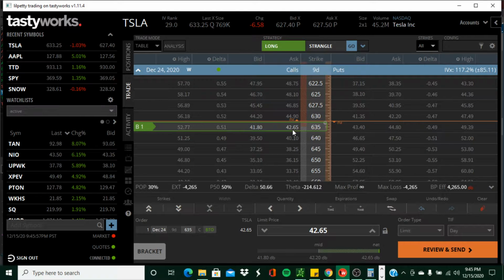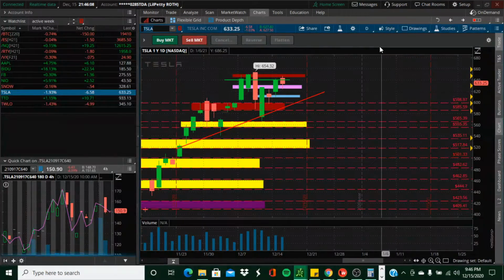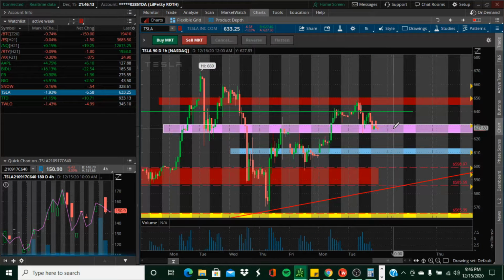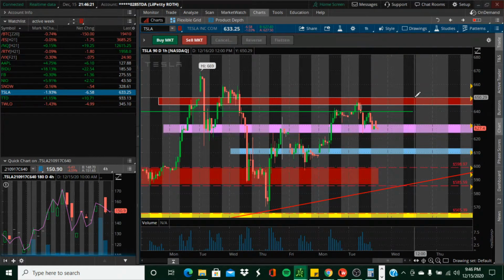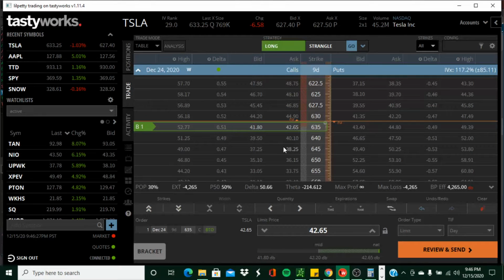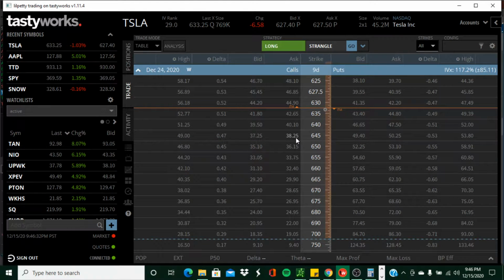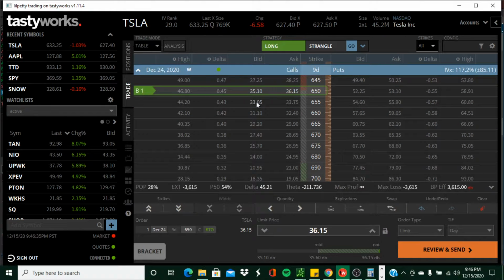So you go ahead and buy a debit spread, saying, I believe Tesla is going to go past this strike that I'm going to buy and sell. For instance, we want to buy a debit spread right in this zone. We think in 3 days Tesla's going to be above this zone, or above this 650 zone in 5 days, the next week. So December 24th, we could play the 650s and the 655.